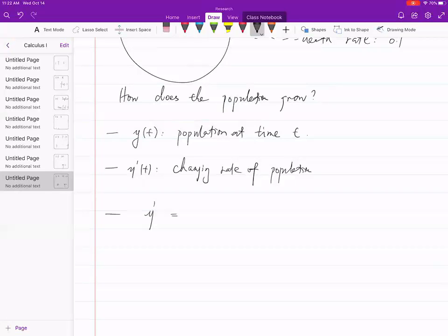Well, technically the changing rate is 0.2, which is the people who are born minus the people who are dead at this moment. Still okay?